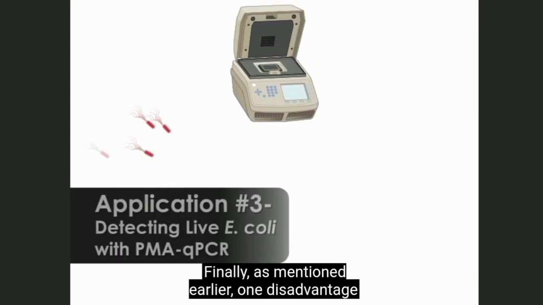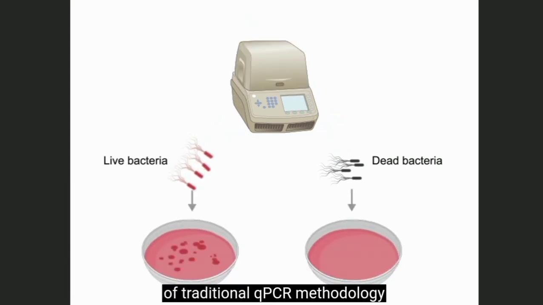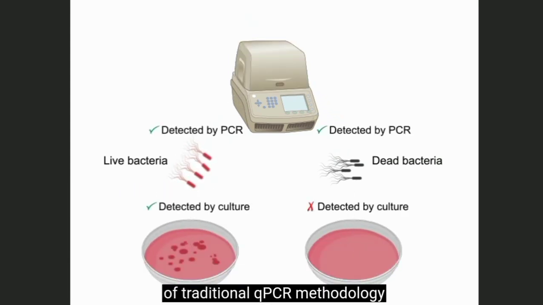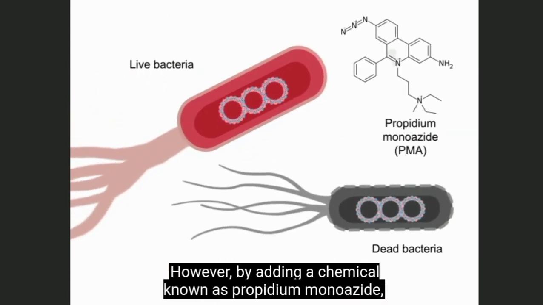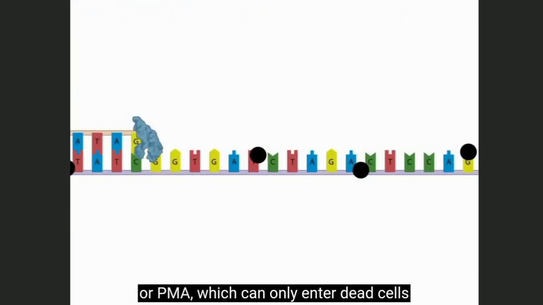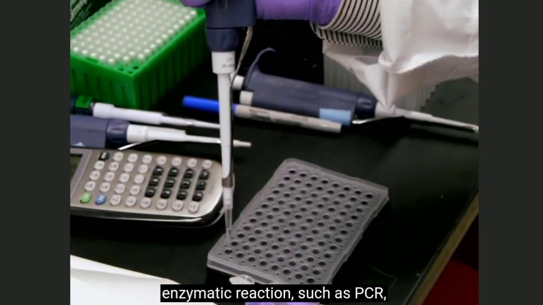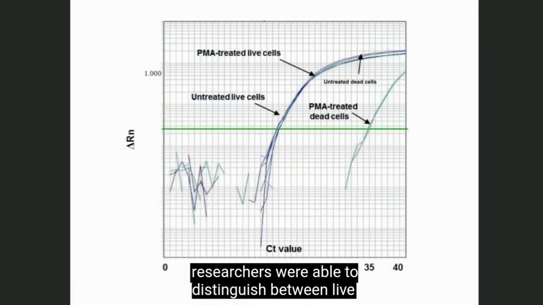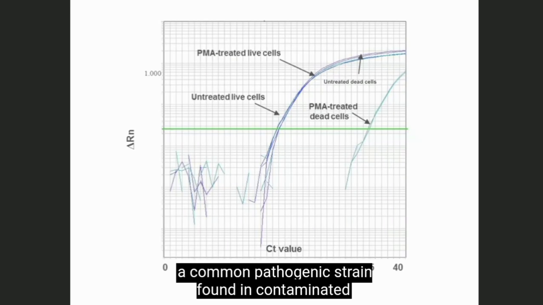Finally, as mentioned earlier, one disadvantage of traditional qPCR methodology is that live and dead microbes cannot be distinguished. However, by adding a chemical known as propidium monoazide, or PMA, which can only enter dead cells where it binds to DNA to inhibit subsequent enzymatic reactions such as PCR, researchers were able to distinguish between live and dead cultures of E. coli 0157:H7, a common pathogenic strain found in contaminated food and water.